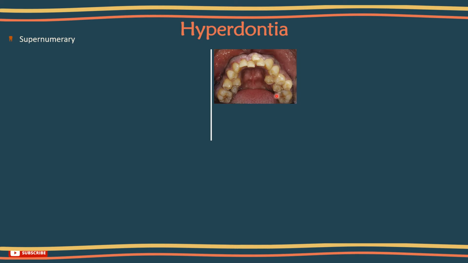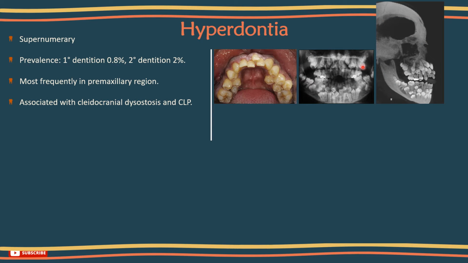Hyperdontia, also known as supernumerary teeth. Prevalence in primary dentition is 0.8% and in permanent dentition 2%. It occurs most frequently in premaxillary region and can be associated with cleidocranial dysostosis. Supernumerary teeth in primary dentition is usually followed in 50% of cases by supernumerary teeth in permanent dentition, so warn the parents. It affects males more than females. The etiology theories include offshoot of dental lamina and third dentition.